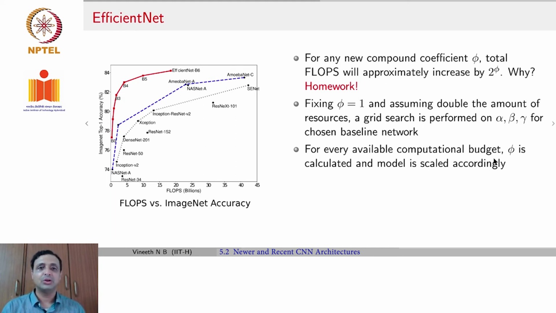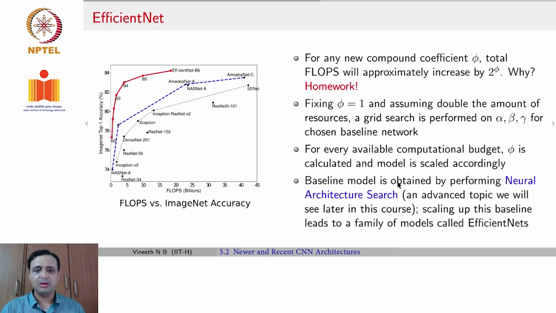And using this, you will get a family of models where each model has scaled depth, scaled width, and scaled input resolution. And with this, they show that they can outperform MobileNets and achieve significantly high accuracy even under resource constraints.